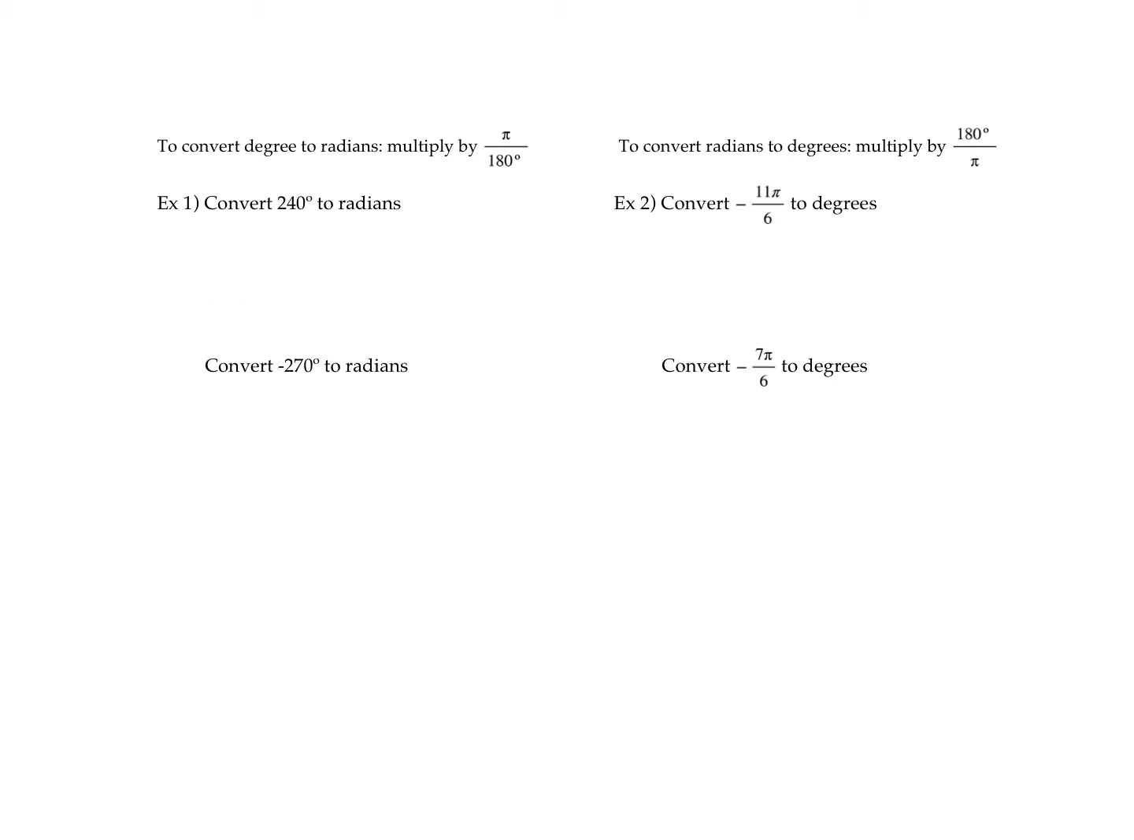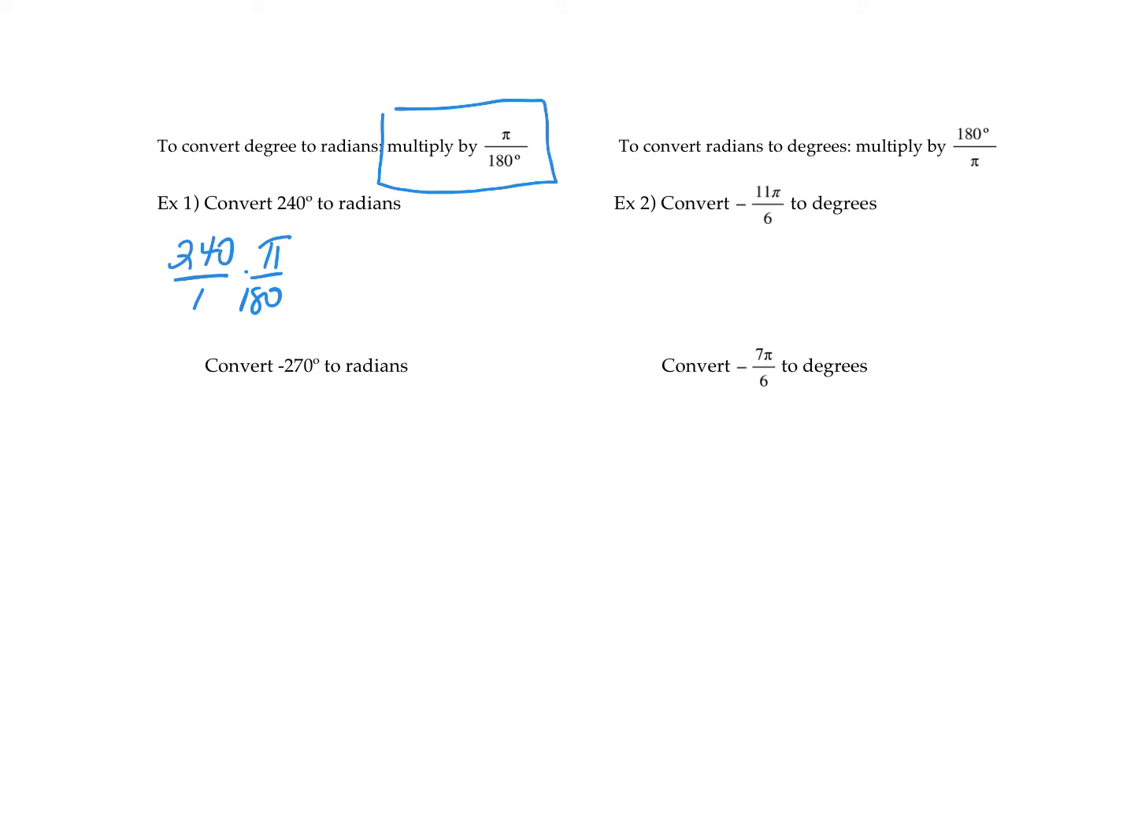All right, our next skill is converting from degrees to radians, and you just need to remember that you're going to multiply by pi over 180. So we're going to take 240 degrees, put it over 1, and multiply by pi over 180.